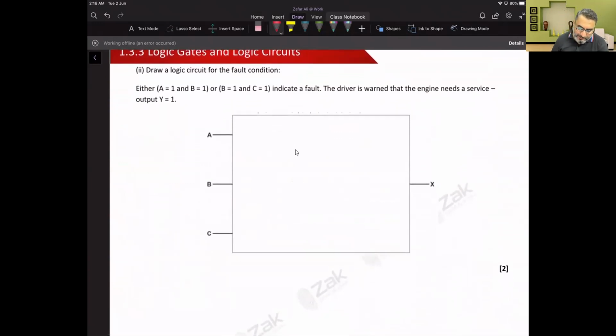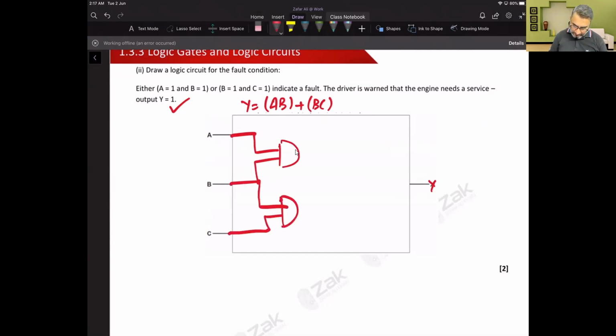Now, draw a logic circuit for the following fault condition. Either A and B is equal to 1, or B and C is equal to 1. Then Y is equal to 1 over here. The driver wants that the engine needs a service, so Y is equal to 1. So this should be Y. Now A and B, B and C, and an OR gate. If any of them is having one output, the result would be Y as 1.